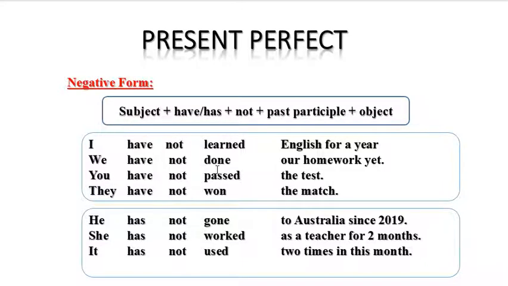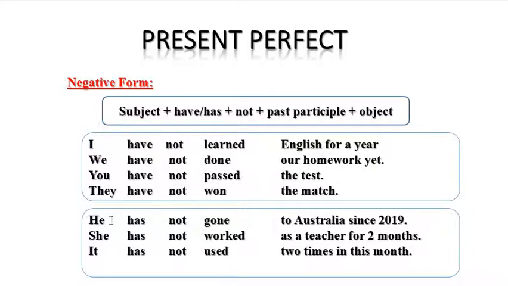Okay, we have not done our homework yet, or we haven't done our homework yet. You have not passed the test. You haven't passed the test. They have not won the match. They haven't won the match. Okay, that is the full form of negative form in present perfect.